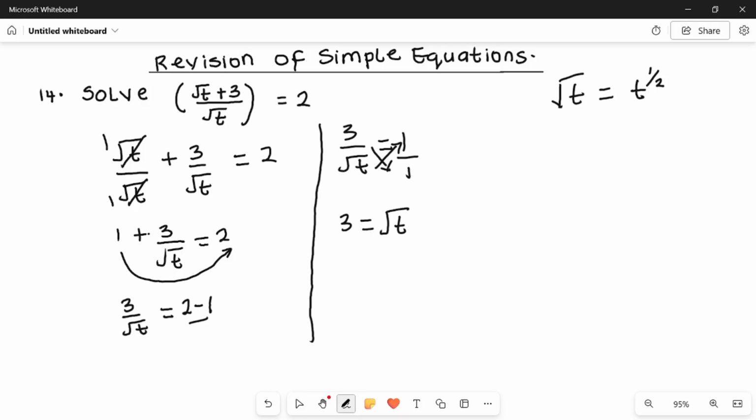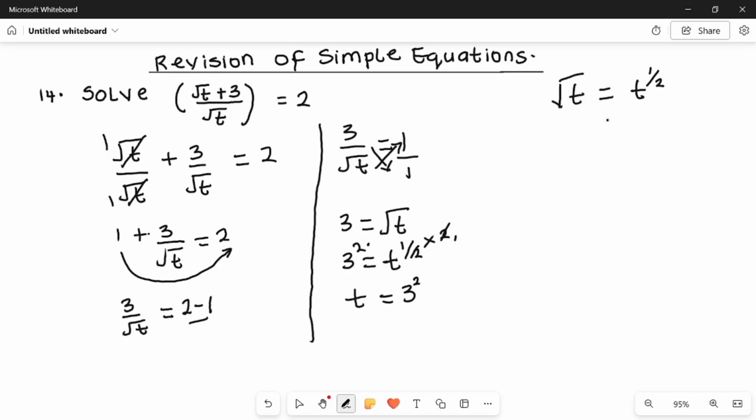So if you write it here now, 3 is equal to t raised to power 1 over 2. To eliminate this power, you simply multiply it by 2, and here you multiply by 2. So 2 here will cancel 2, and we'll be left with t equals 3 squared. So we squared both sides. We squared 3 here, and we squared t raised to power 1 over 2.